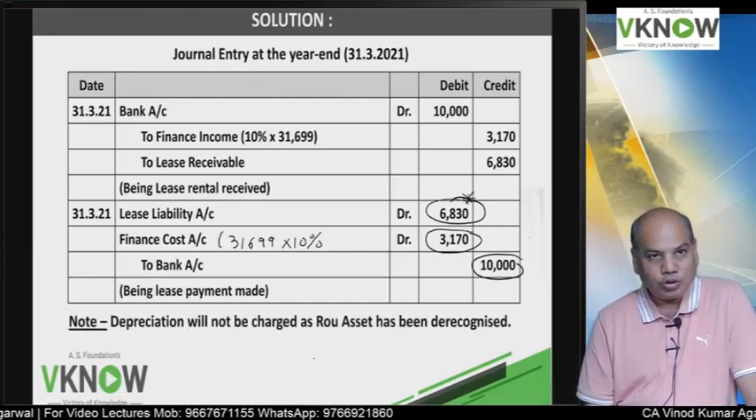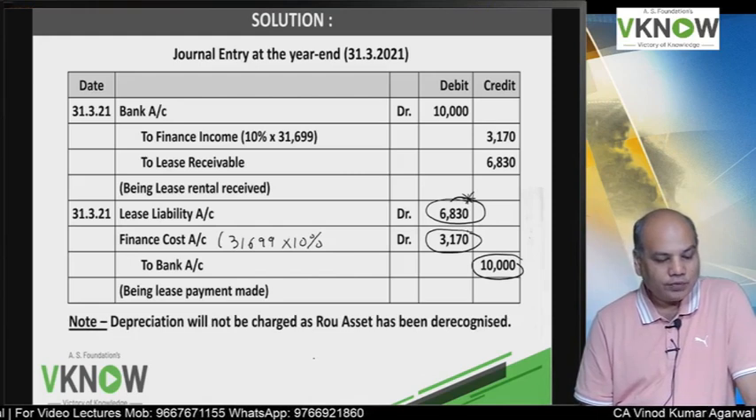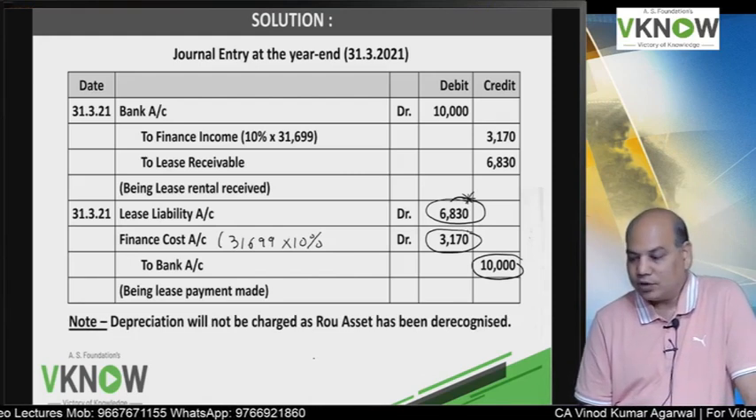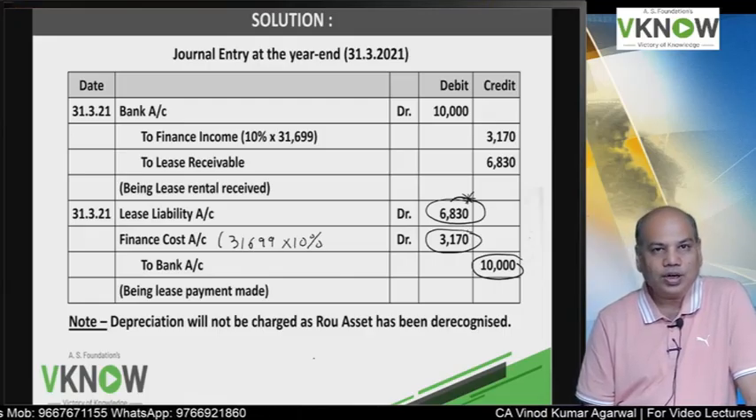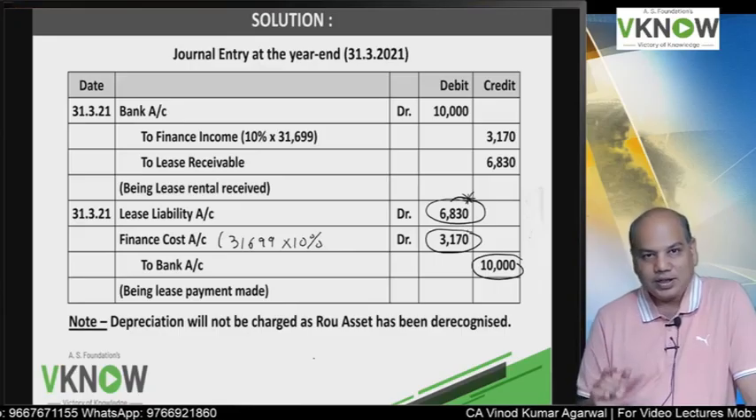Then I have given you a note, so there is no confusion at a future stage about why depreciation is not charged. The answer is that depreciation is not charged because the ROU asset has been derecognized.